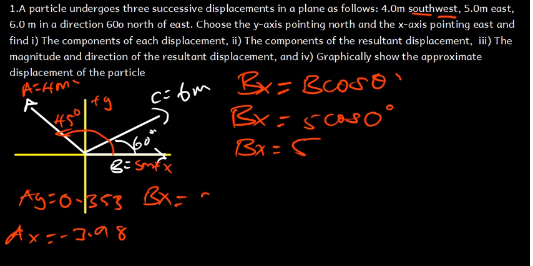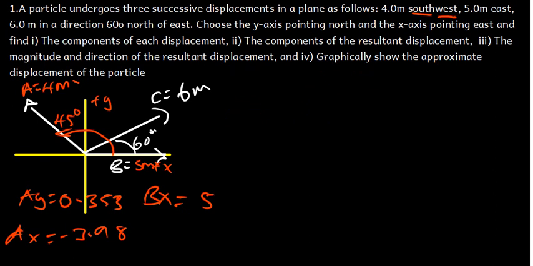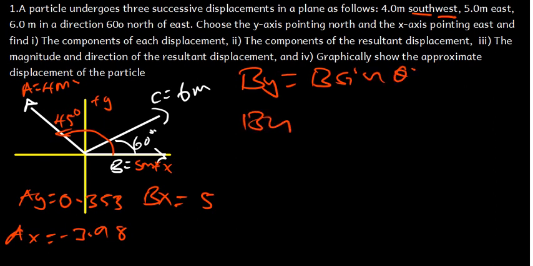Okay, then let's find the y component of vector B. By is going to be B sine theta. B is 5, sine 0, so this is going to give us 0. So By is going to be 0.